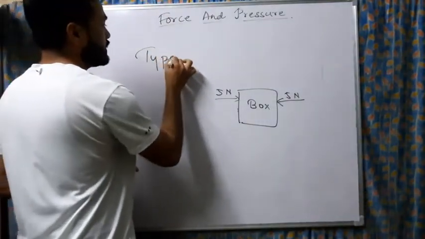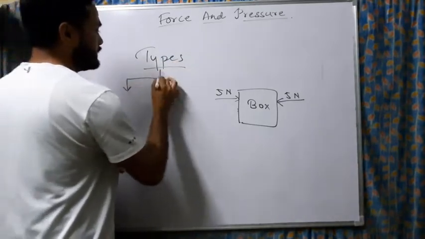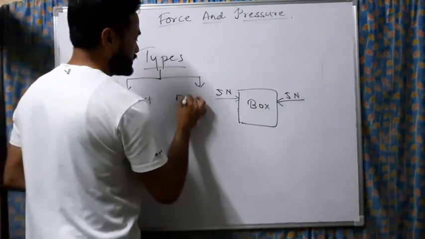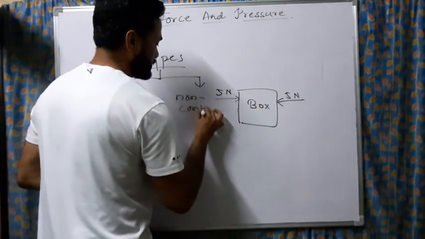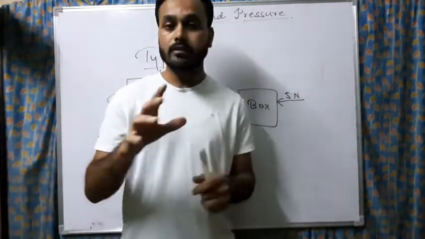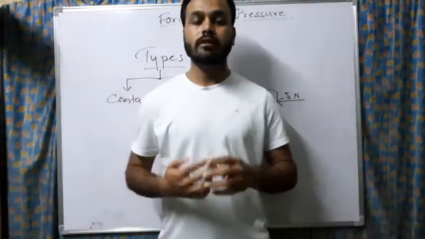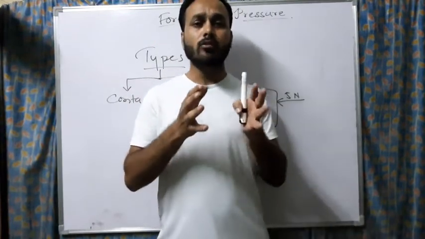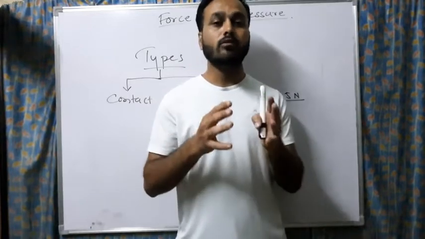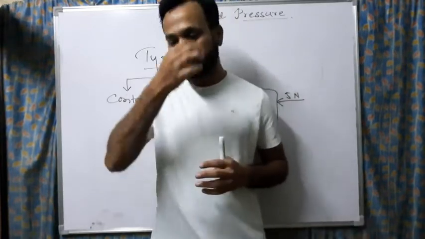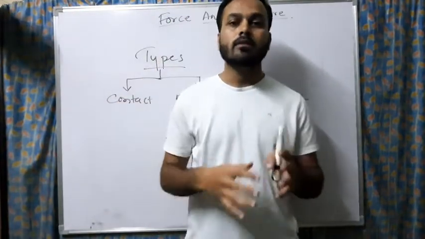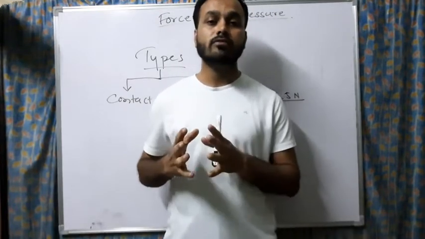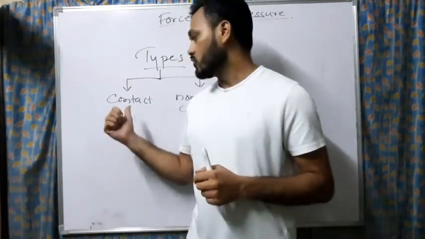Now there are two types of forces we usually come across, that is contact force and non-contact force. Today we'll at least talk about the contact force. What is contact force? The forces that act on objects when the objects come in contact are called contact forces. Examples are muscular force and frictional force.